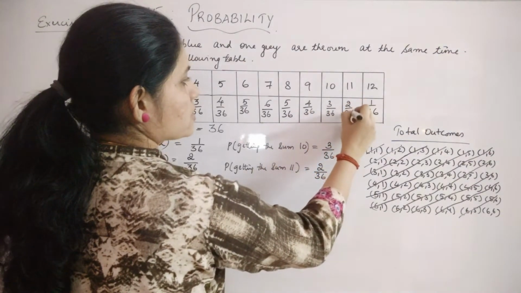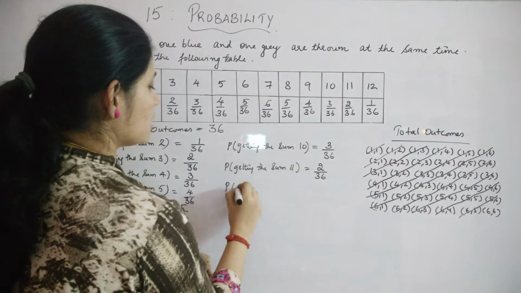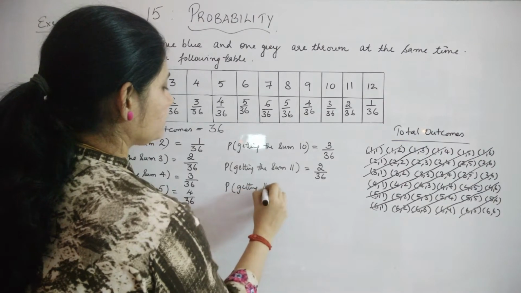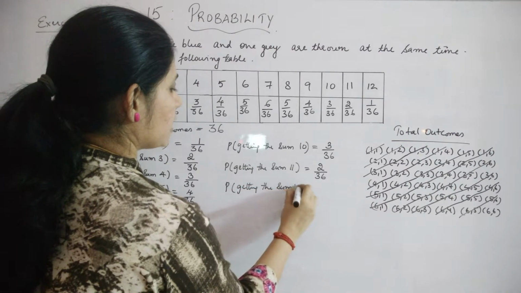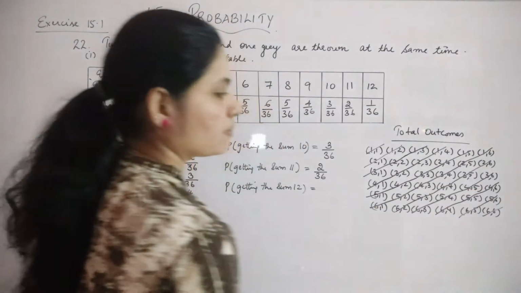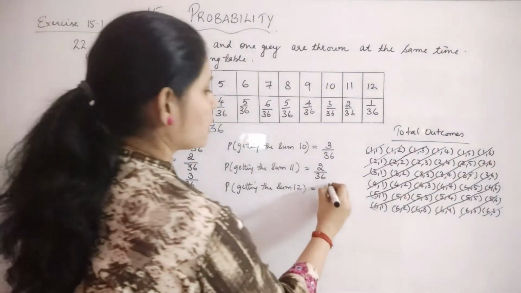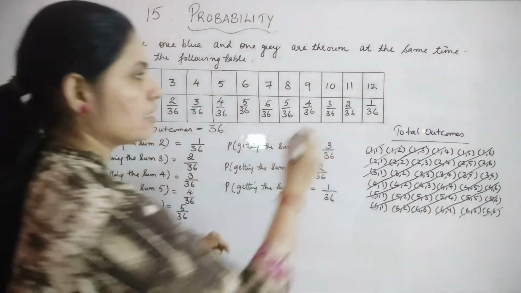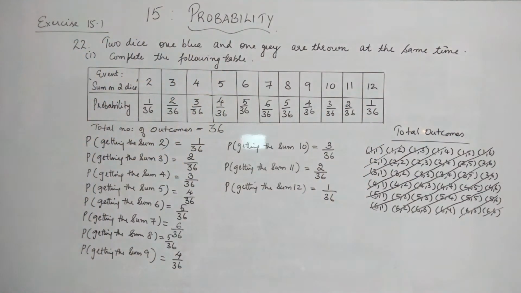And the last one, which is already given in the question, is the probability of getting the sum as 12. You can just see it is 6 plus 6, only one option you have, so it is 1 by 36. Okay, so these are the probabilities of the respective sums.